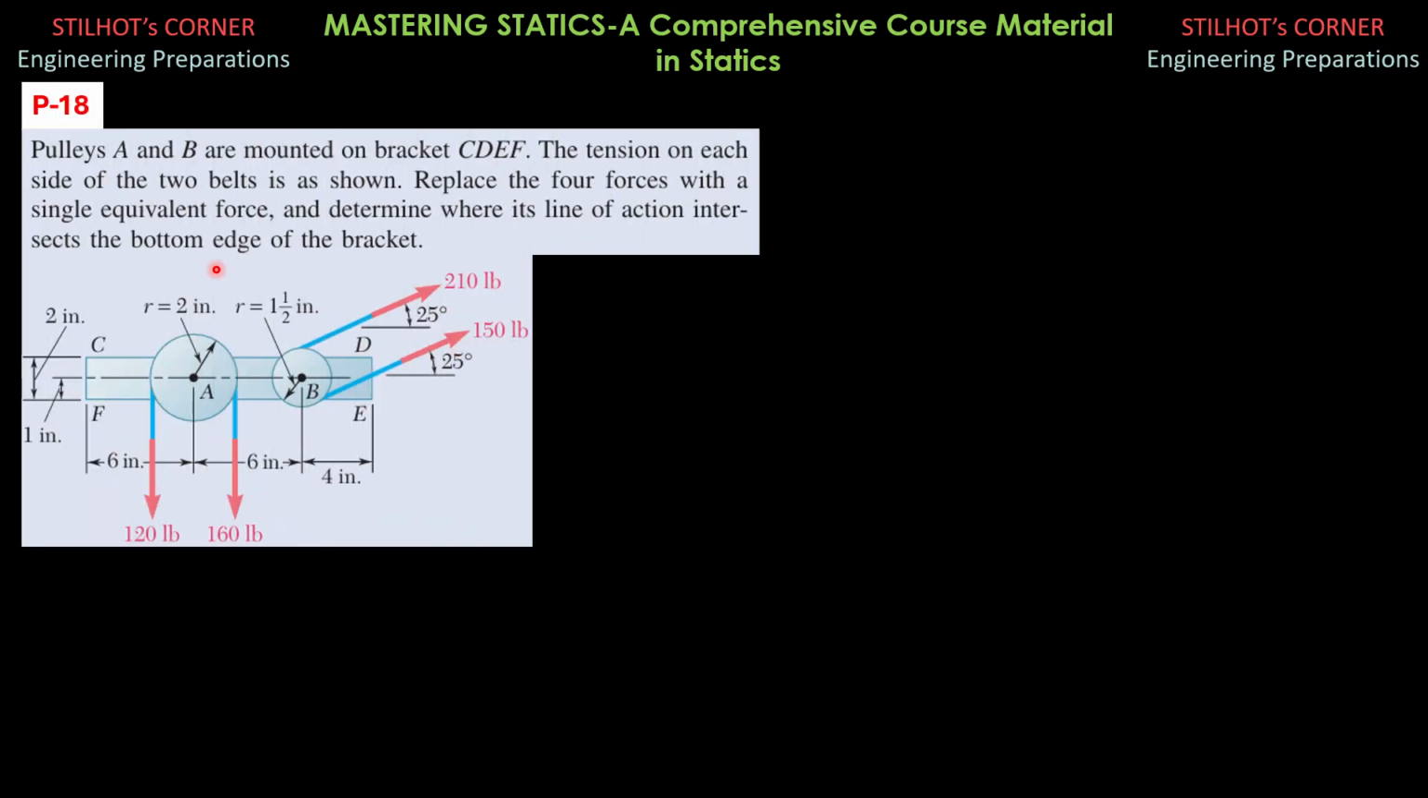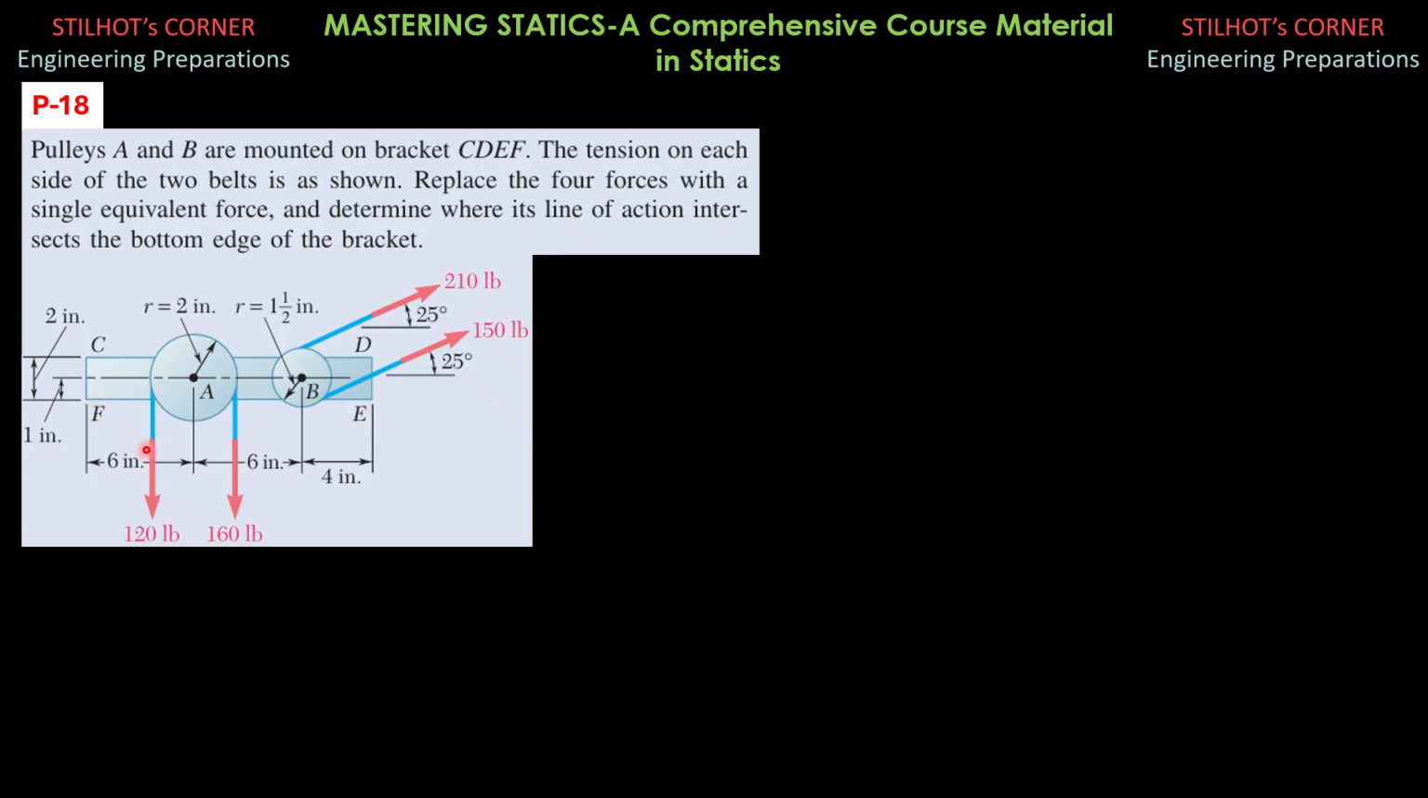Problem 18. Pulleys A and B are mounted on bracket CDEF. The tension on each side of the two belts is as shown. Replace the four forces with a single equivalent force and determine where its line of action intersects the bottom edge of the bracket. So this is the bottom edge of the bracket, FE.